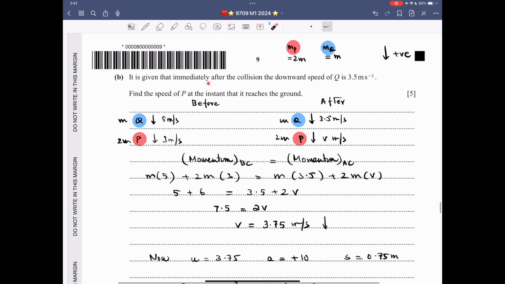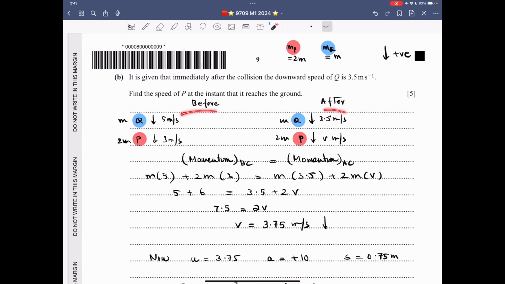It is given that immediately after the collision, the downward speed of Q is 3.5. Now in this question, I'm taking downward velocity to be positive because everything is moving in that direction. What's the use of taking upward to be positive and downward to be negative? The convention is in my hands, it's in my control. So I have taken downward to be positive. This is the mass of P, this is the mass of Q.